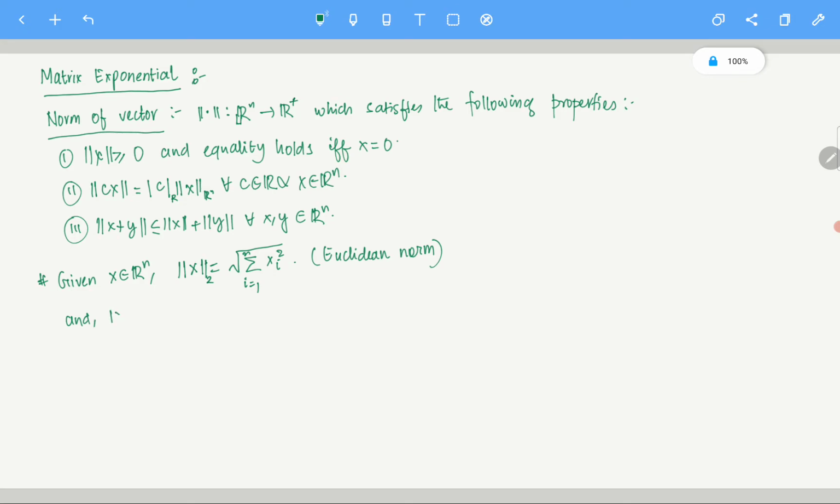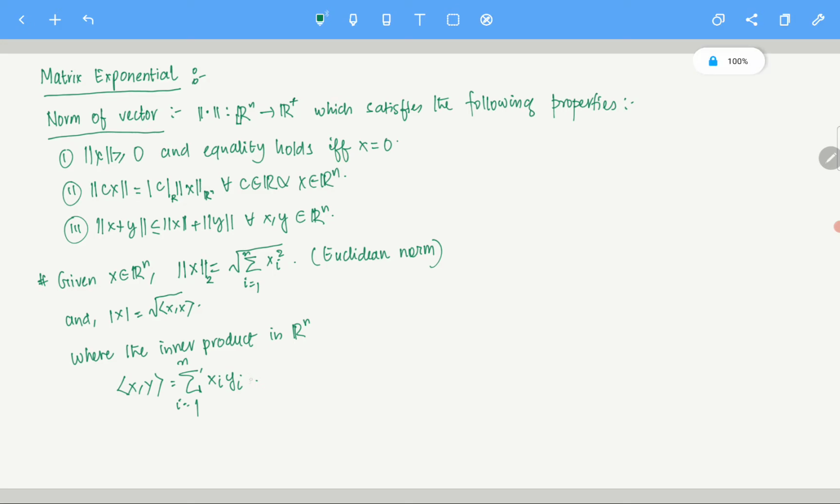And if you take the mod of x, that is given by the root of x times x. Okay, mod of x, where we define the inner product. How do you define an inner product on Rn? The inner product on Rn is defined by x comma y, essentially the sum of xi yi, i equals 1 to n. Clear? Okay, so the inner product is defined like this.